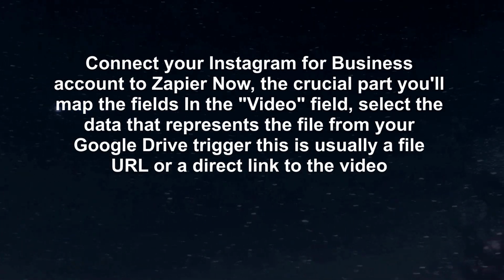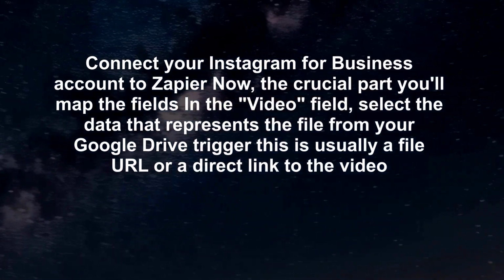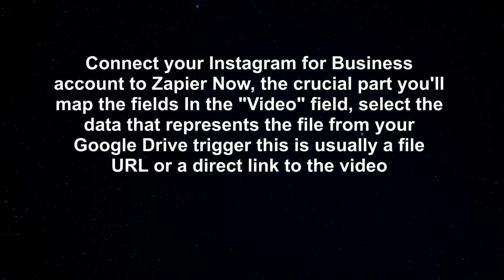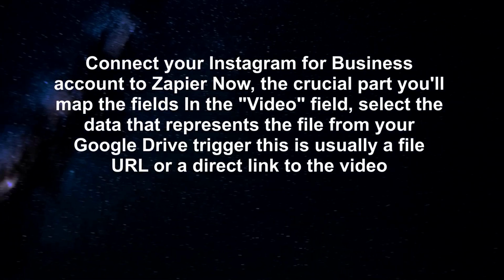The crucial part: you'll map the fields. In the video field, select the data that represents the file from your Google Drive trigger. This is usually a file URL or a direct link to the video.